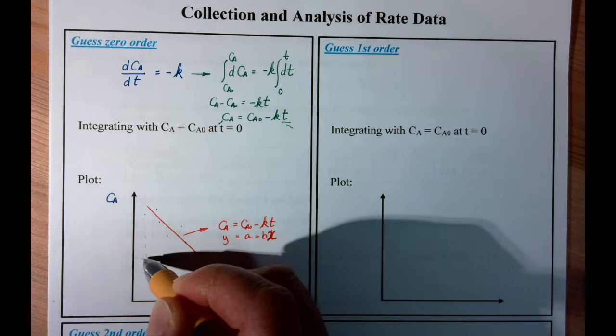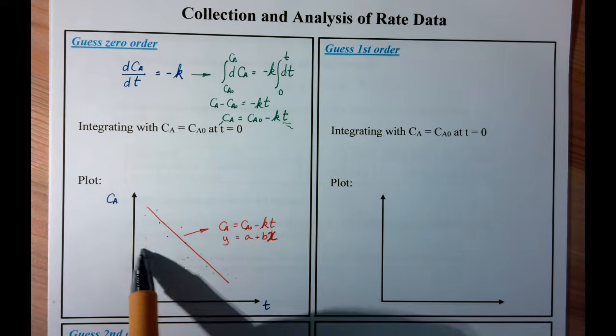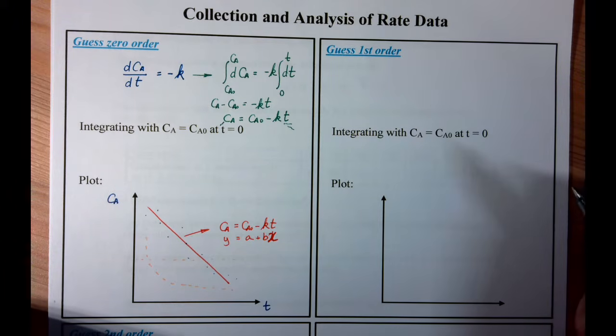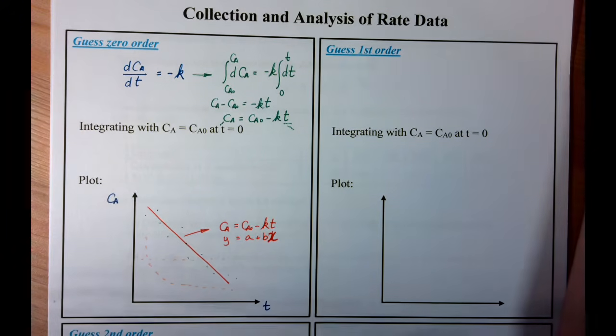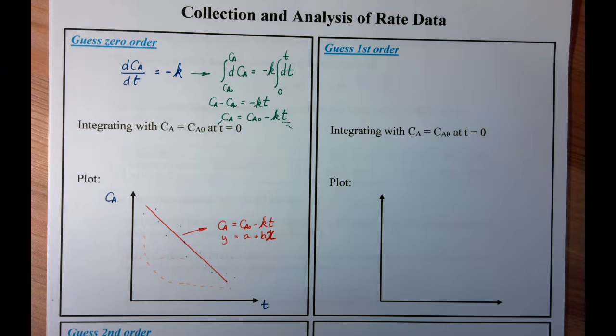Or if it did something like this, same thing. It's not falling on a line with this slope of k. Otherwise your k value here would just be a constant number, so CA would be constant, which means that you would not have a slope. Your slope would be 0, which doesn't make sense.